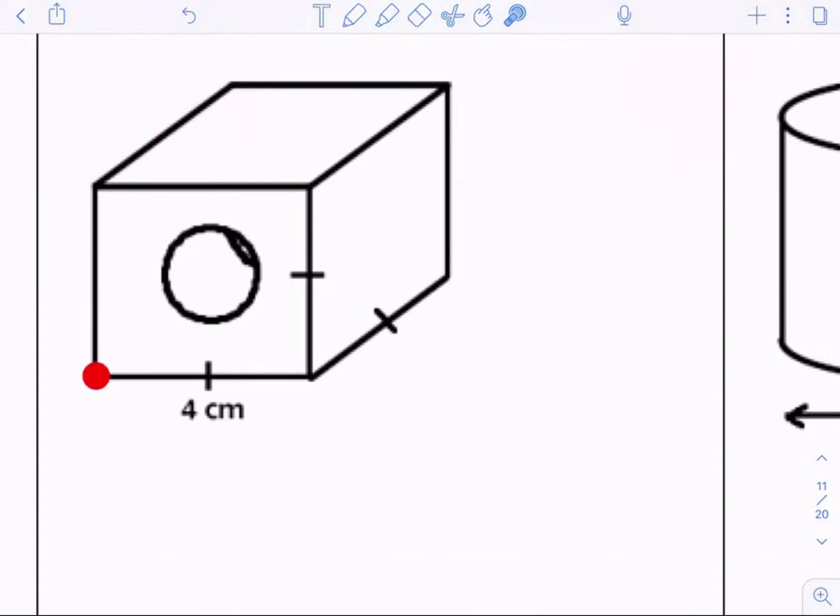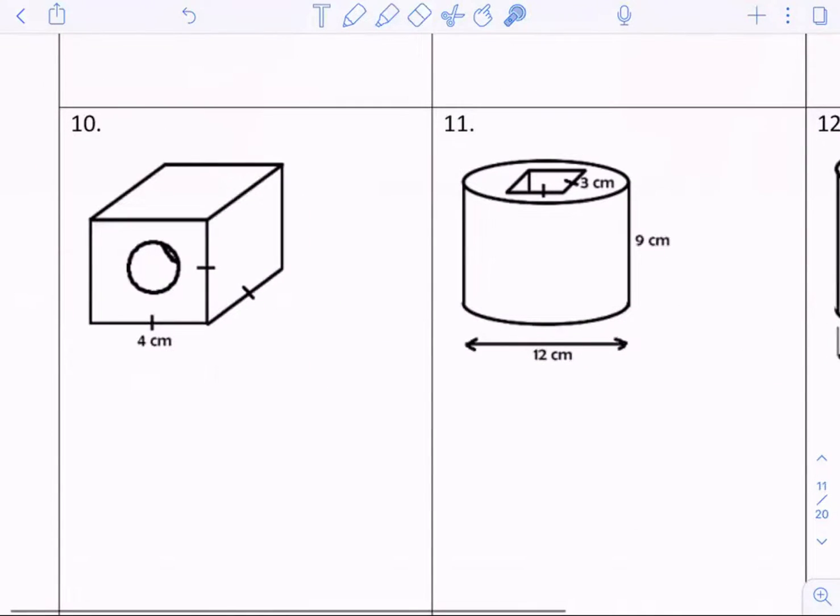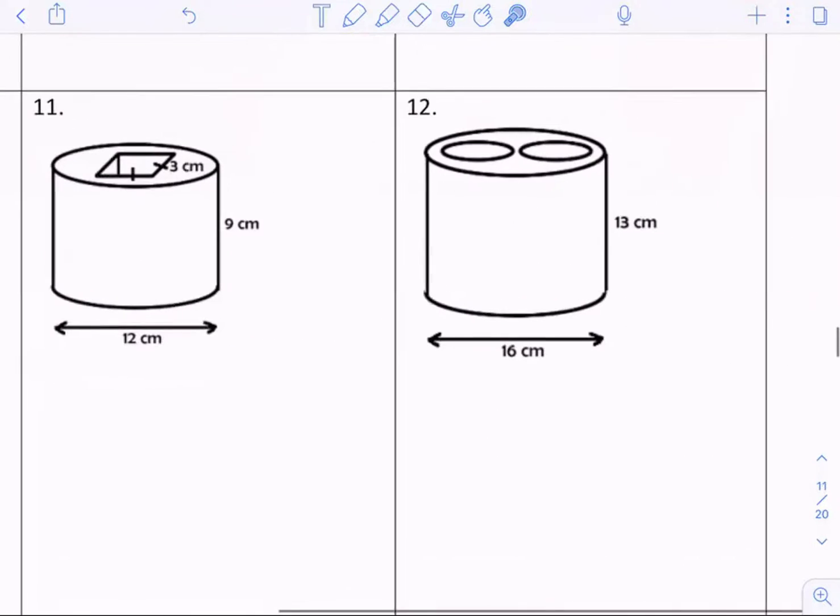So what I noticed here is this is a 4 by 4 by 4 cube, but they did not express the radius here. So number 10, I did as much work as I could, and then I got to the point where I couldn't finish the volume. And you know what, Mrs.